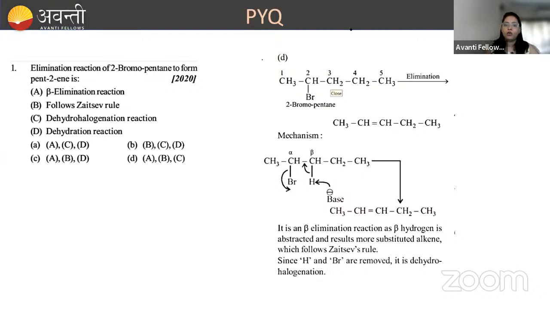Now see here, I have shown 2-bromopentane. You now know how to name the given organic compound as well; yesterday we discussed that. So here 1, 2, 3, 4, 5, 2-bromopentane, an elimination reaction is going to take place. During this elimination, what is going to happen? Minus HX is going to go.